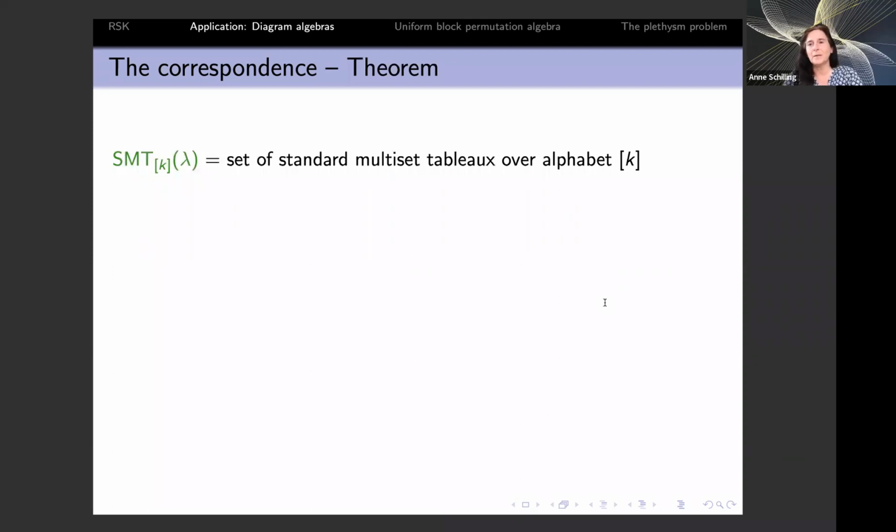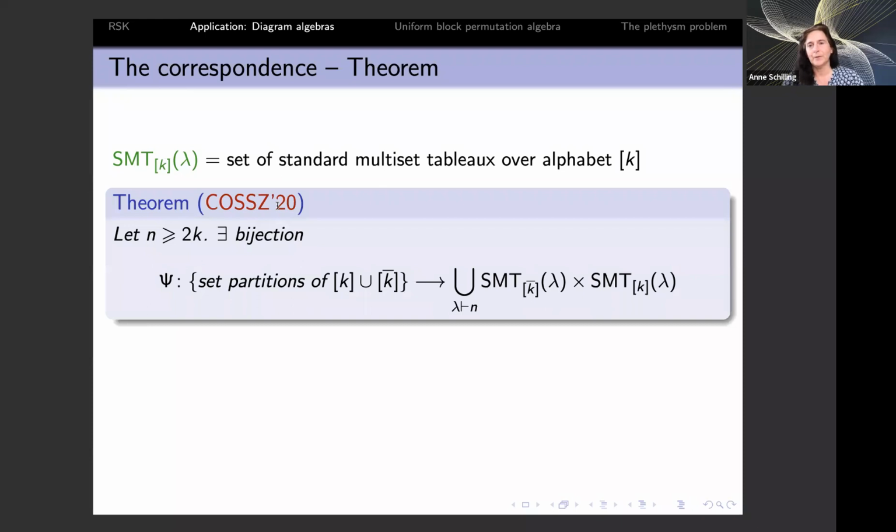And so the consequences that we can get from this are the following. If we denote by SMT k lambda the set of standard multiset tableaux over the alphabet k, then using this particular algorithm that I've just described, we can show that there exists a bijection between set partitions of this union of alphabets and unions of tuples of these tableaux, where one of the tableaux is in the barred alphabet and the other tableau is in the unbarred alphabet.